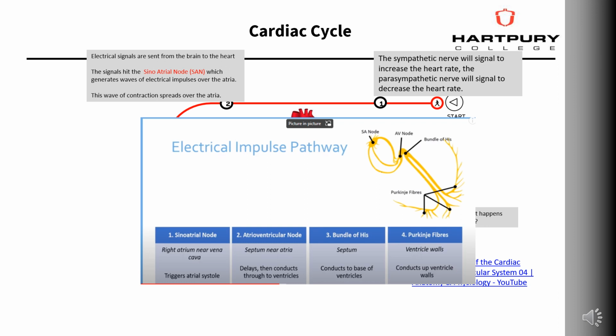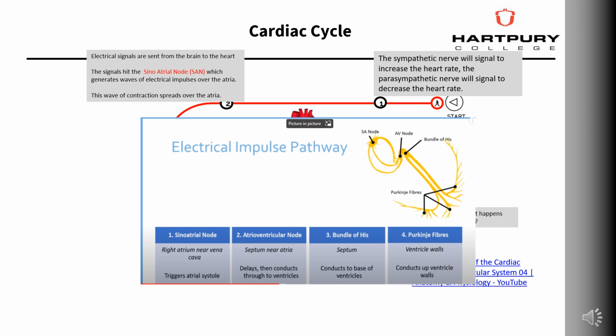The cardiac cycle then. So we've got the electrical signal is sent from the brain. Okay, that signals to hit the SA node, which generates a wave of impulse over the atria. This wave of contraction spreads over the atria, okay, and then it moves through each of those components. So have a read of the process, okay. We've got 1, 2, 3, and 4, and those are exactly what happens in terms of the responses.